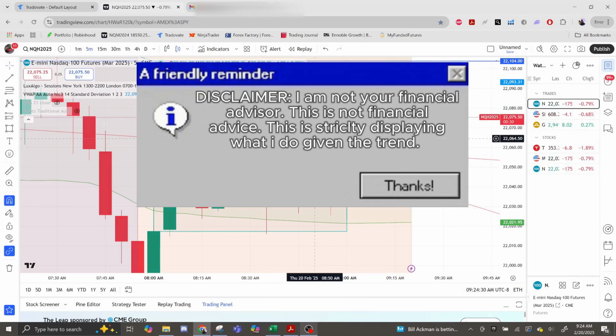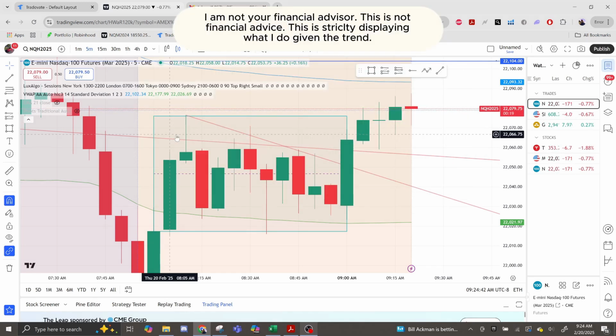Alright, what's up guys? So today I want to show you how I trade consolidation, how I trade chop session like this. I'm not gonna lie, when you realize it's chop session, that's when you go ahead and hit the gas on this strategy in specific.